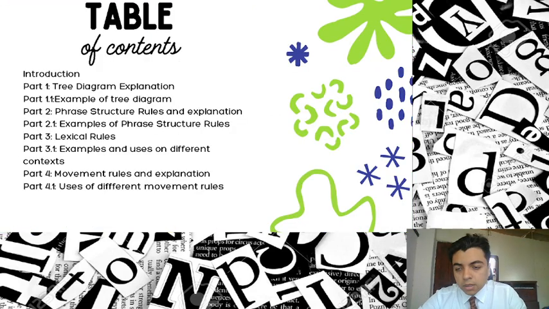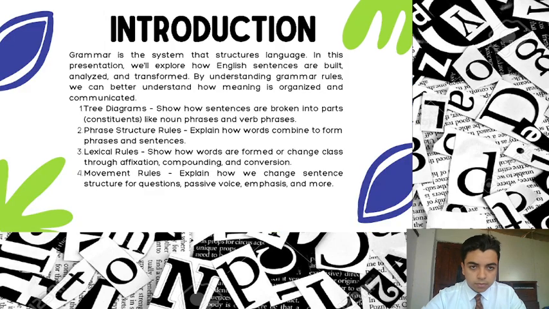Table of contents. Introduction. Part 1: Tree diagram explanation. Part 1.1: Example of tree diagram. Part 2: Phrase structure rules and explanation. Part 2.1: Examples of phrase structure rules. Part 3: Lexical rules. Part 3.1: Examples and use in different contexts. Part 4: Movement rules and explanation. Part 4.1: Use of different movement rules.